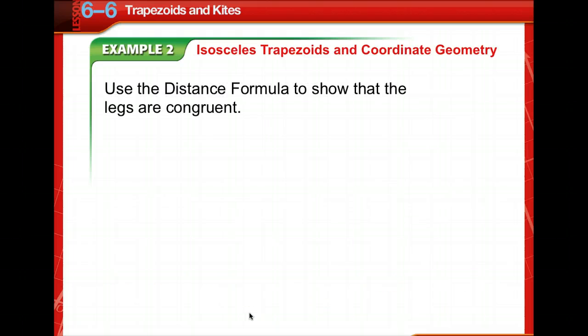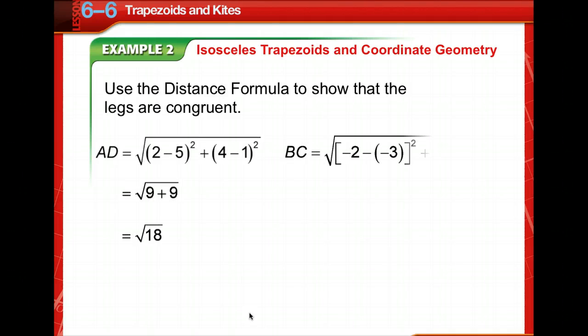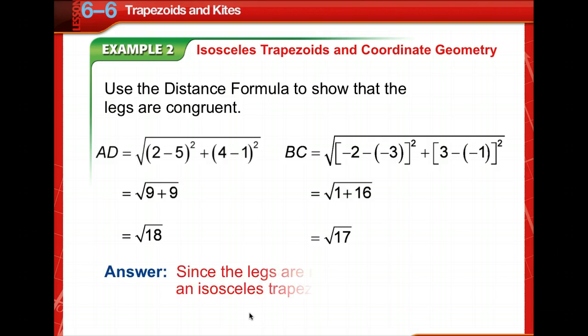Now we're going to use the distance formula to show that the legs are congruent. So we're going to have to check all, okay, AD and BC are not congruent, so it's not isosceles.